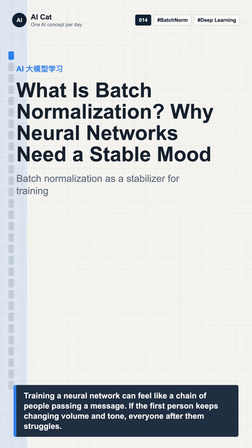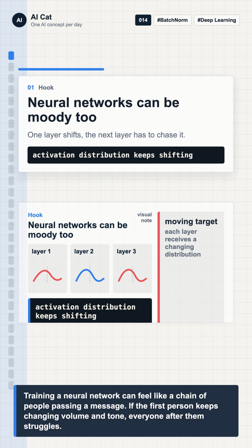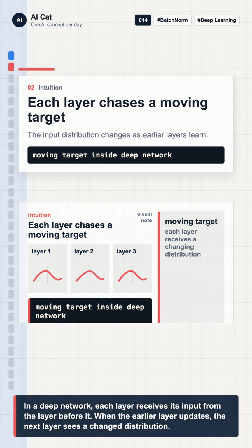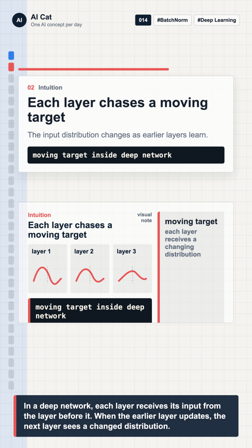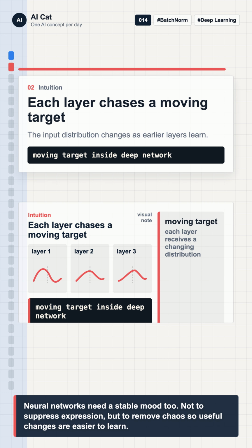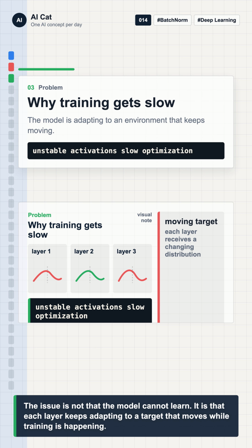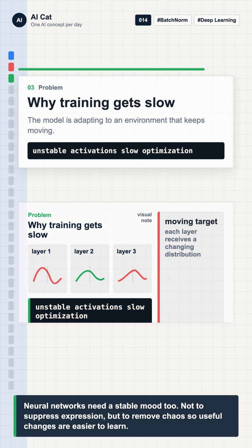Training a neural network can feel like a chain of people passing a message. The first person keeps changing volume and tone, so everyone after them struggles. In a deep network, each layer receives its input from the layer before it. When the earlier layer updates, the next layer sees a changed distribution. The issue is not that the model cannot learn, it is that each layer keeps adapting to a target that moves while training is happening.